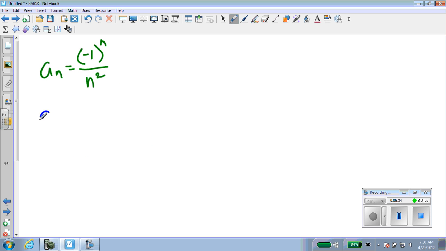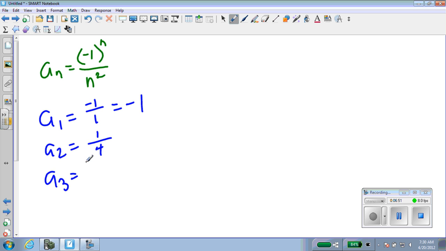And a sub 1 would be negative 1 over 1 squared, 1. A sub 2 would be negative 1 squared is positive 1 over 2 squared is 4. A sub 3, negative 1 to the third power is negative 1, over 3 squared, 9. A sub 4, negative 1 to the fourth power is 1 over 4 squared, 16. And a sub 5, negative 1 to the fifth power is negative 1 over 5 squared, 25.